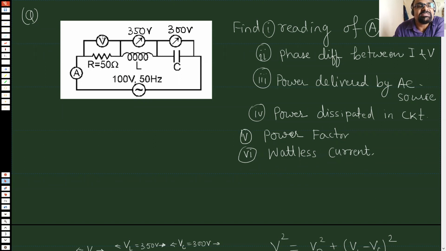In fact, the current and this voltage will be in the same phase, so here I have to be a little more clear in this question. I should not have written find phase difference between I and V. I should have written find phase difference between I and V source, because this is written as V. So when somebody reads this question, he will think that probably this V he is talking about. And by the way, if you read this V as this voltage, then can you tell me what will be the answer of the second part?